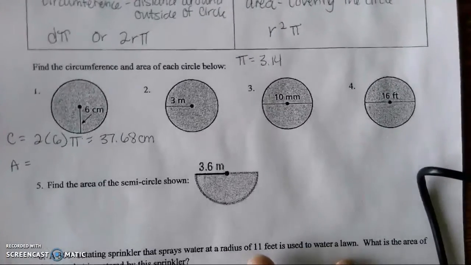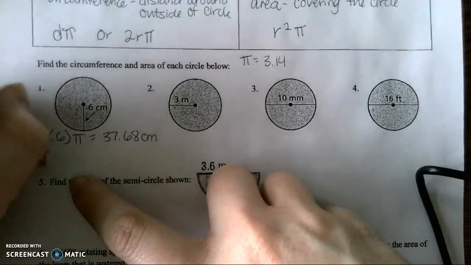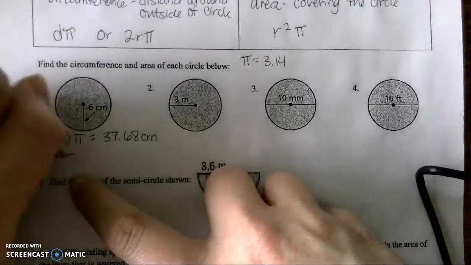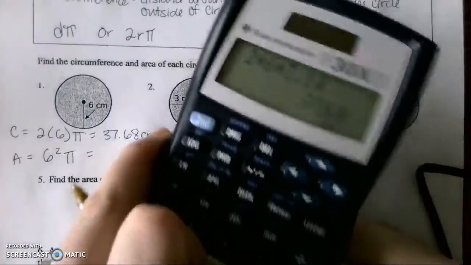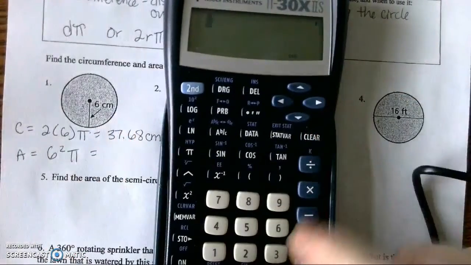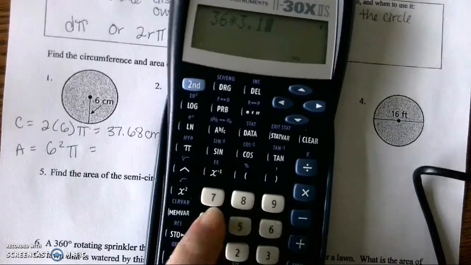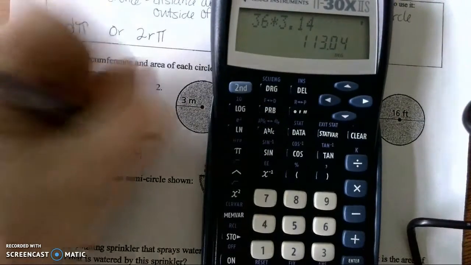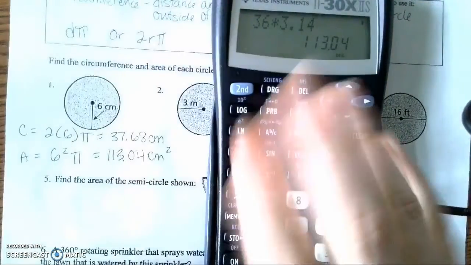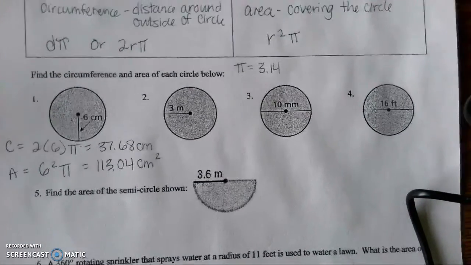All right, so then for area, you're going to take that radius and you're going to square it and multiply it by pi. So my radius is 6. I'm going to take 6 squared, multiply by pi. Well, I know that 6 squared is really just 36 because 6 times 6 is 36. So if I do 36 times 3.14, I get 113.04 centimeters squared. Okay, so that's area and circumference. So like I said, all you are doing is just plugging in values and solving.